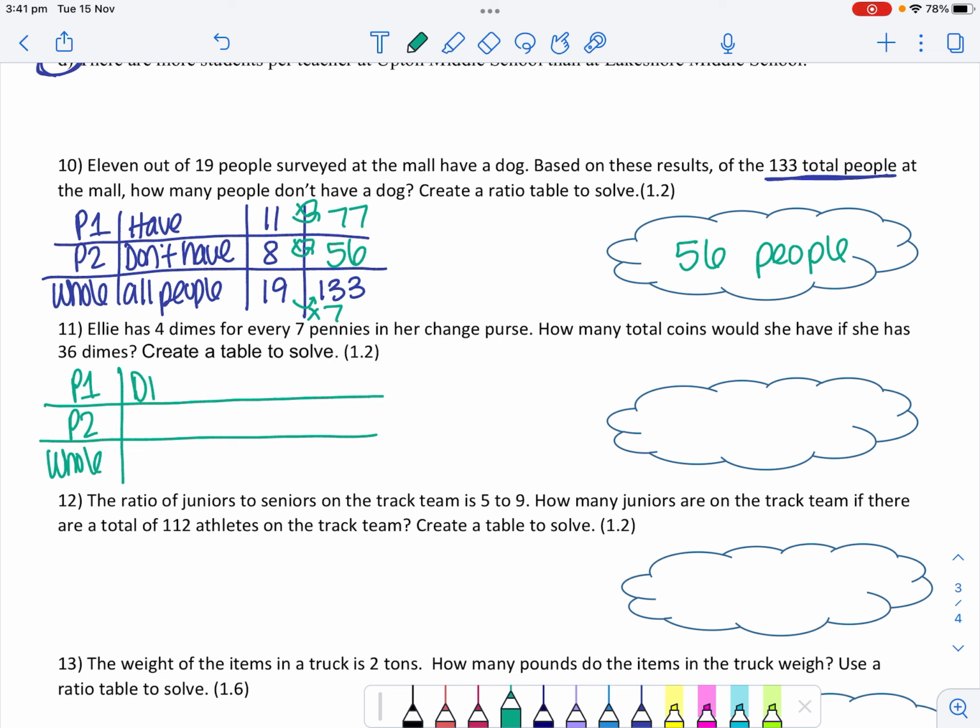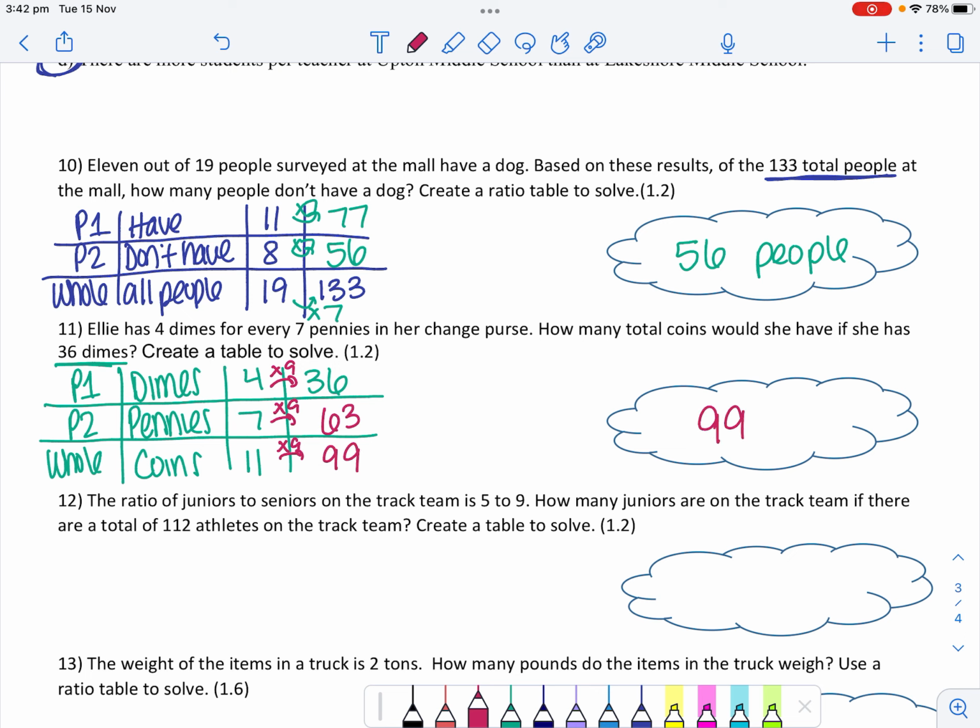So I've got dimes and pennies and coins. There are 4 dimes for every 7 pennies, and there are 11 total coins. How many total coins would she have if she had 36 dimes? So I'm going to multiply by 9 in all 3 spots. So 63 and then 99. She would have 99 coins.